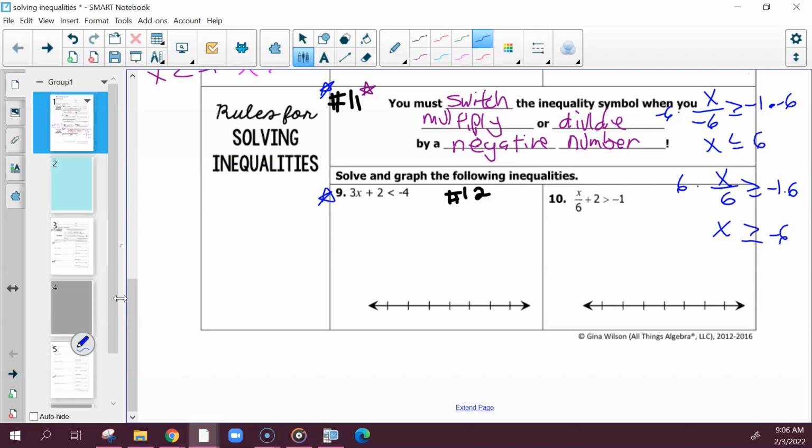So here, how would I start solving this? I think you subtract 2. Yes. Subtract 2 on both sides, just like you would in an equation. And then divide both sides by 30. Would the sign change? No, because you do not divide by a negative.